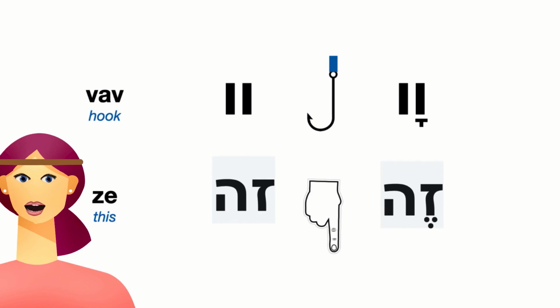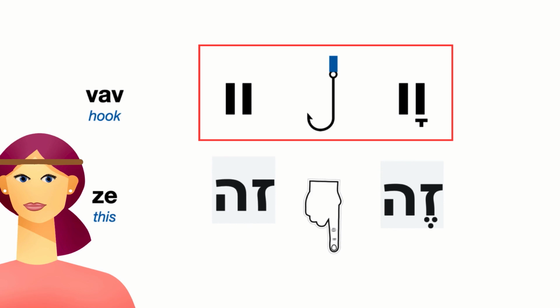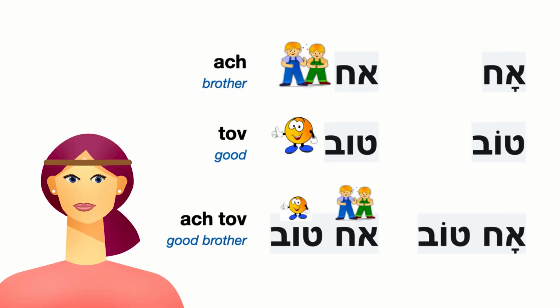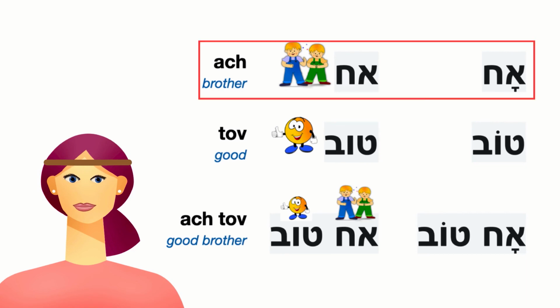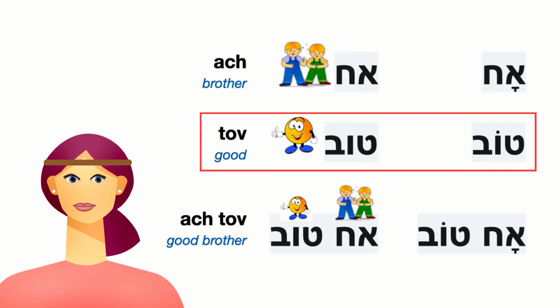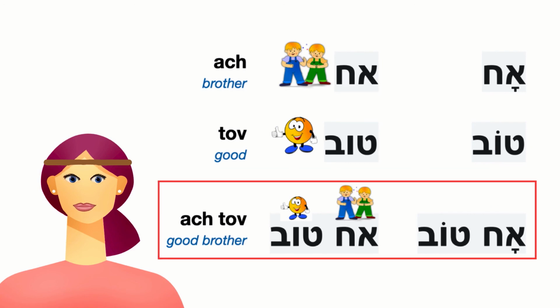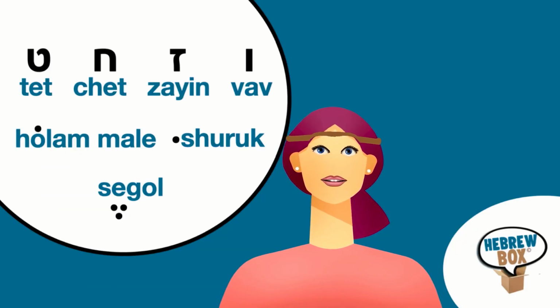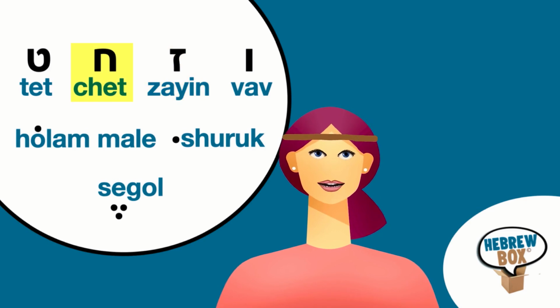Let's review some of the words we've seen. Vav. Ze. Ach. Tov. Ach tov. So please remember Vav, Zayin, Chet, and Tet, as well as the new nikkud signs that you've seen. In the next videos, we'll see the next set of letters and more nikkud signs.